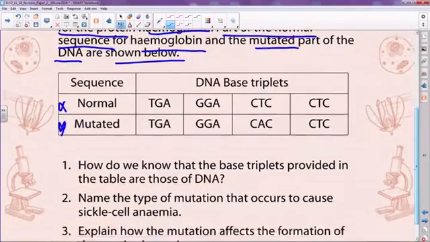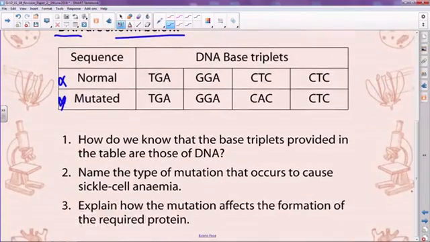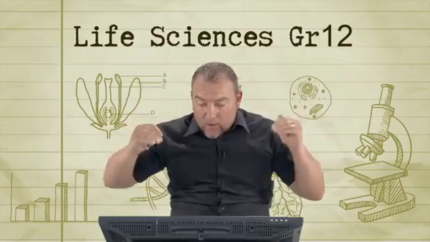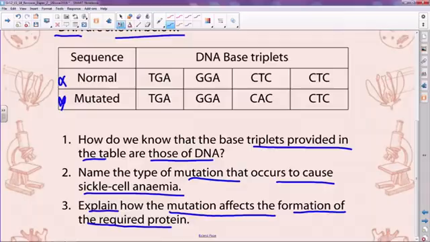So let's have a look. Okay, it's quick 3 questions. This should take you quick. How do we know that the base triplets provided in the table are those of DNA? Very easy. Name the type of mutation that occurs with sickle cell anemia, and explain how mutations affect the formation of a required protein. I'm going to give you a minute. Are you ready? Off you go.